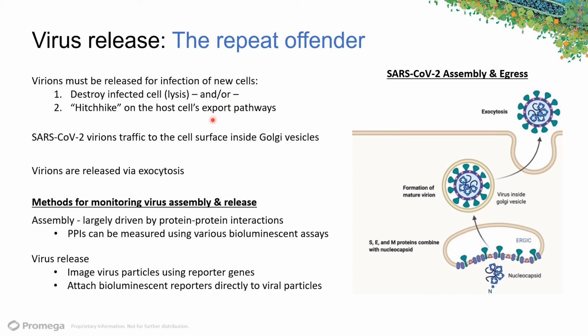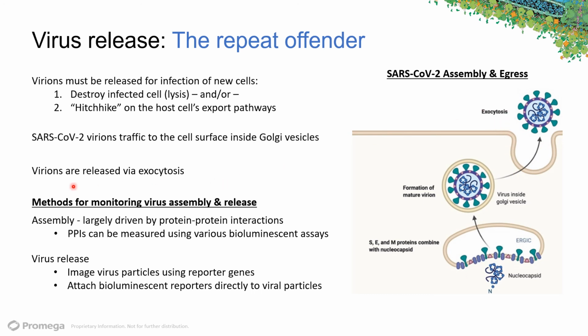And this is the way that SARS-2 is thought to operate, where SARS-2 virions will traffic to the cell surface inside of Golgi vesicles. So again, once the viral particle has budded into these membranes and acquired its viral envelope, it can be transported inside these Golgi vesicles to the cell surface and be released through the process of exocytosis.